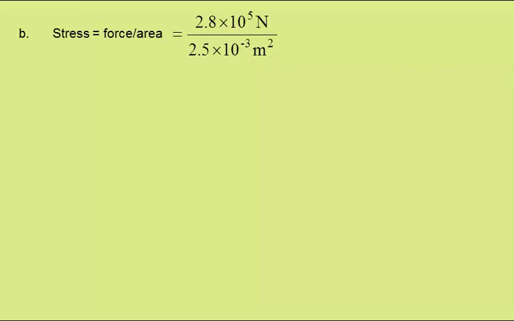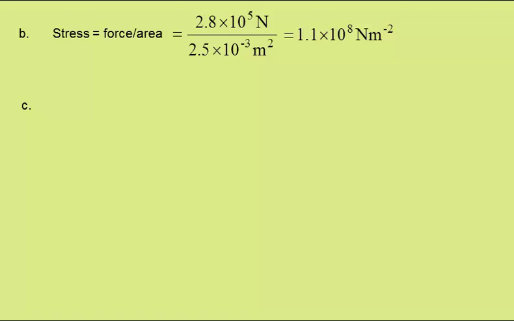In B, the cable breaks when the extension reaches 7 millimeters. We need to find the breaking stress, giving an appropriate unit. Well, stress is force over area, and from the graph at 7 millimeters extension, we have a force of 2.8 times 10 to the 5 newtons. The area of the cable was given in the question. This comes out at 1.1 times 10 to the 8 newton meter to the minus 2.